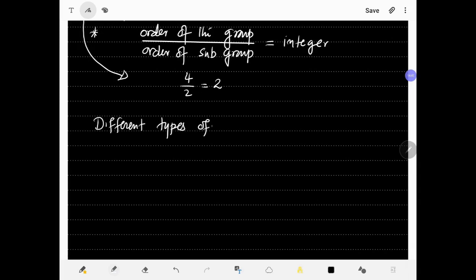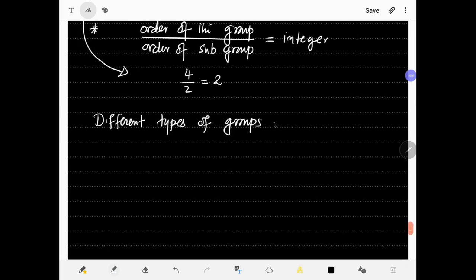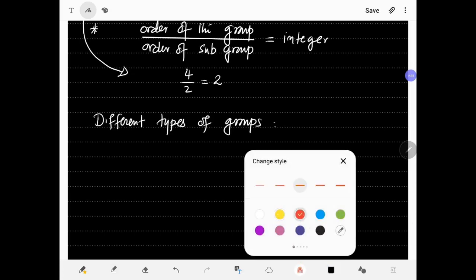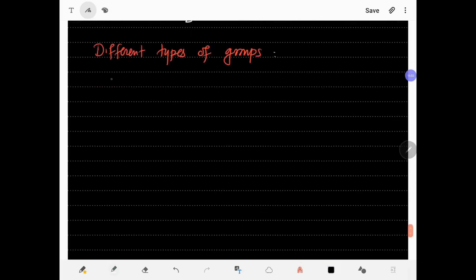Now let me discuss the various types of groups. In fact, some of them we have already discussed, like non-abelian and abelian groups, but we will explain all these in a little more detail here. Let me discuss the first one. First one is the finite and infinite groups. This differs in terms of the order of the group. So if you have a finite number of elements in a group, such a group is called finite groups, and H will always be a finite number.